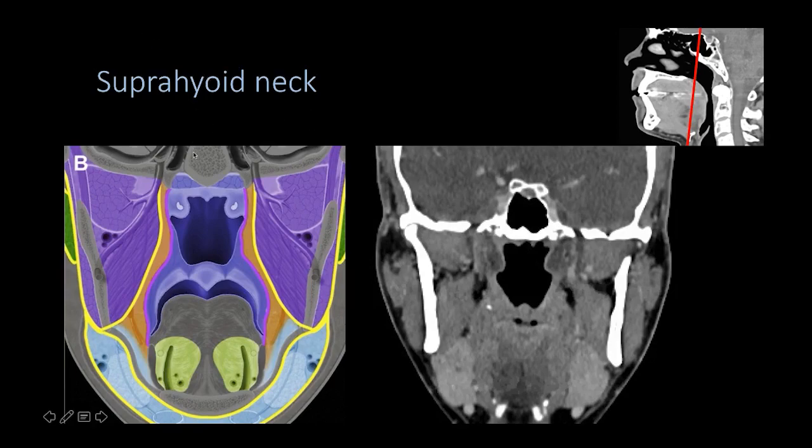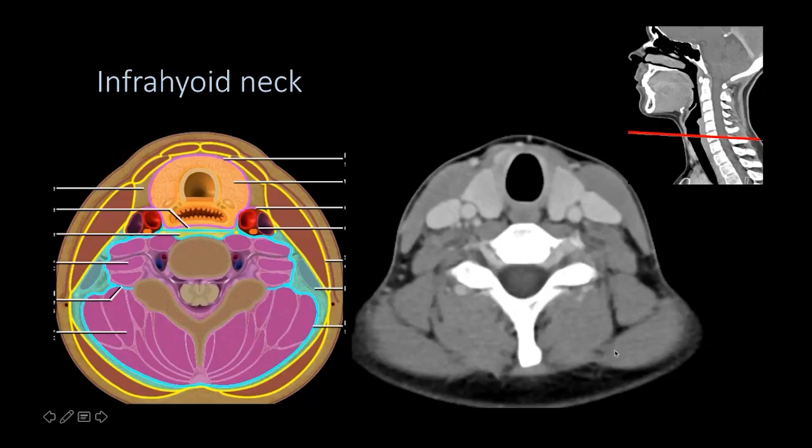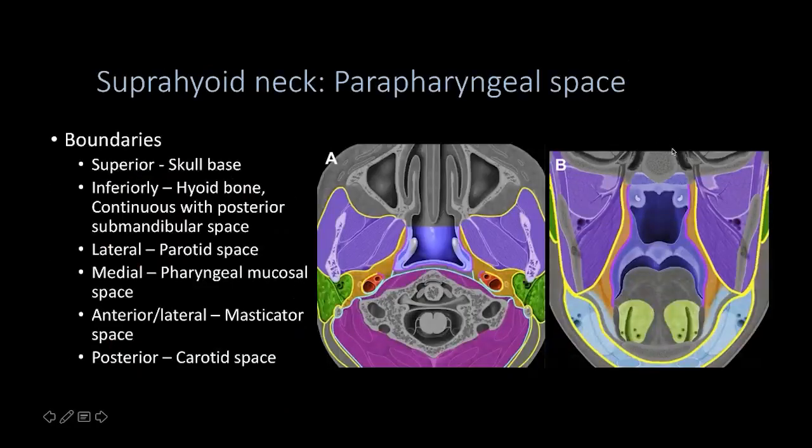So same thing with the suprahyoid neck. This is the corresponding coronal image. We have the intracranial compartment, the skull base, and then the mandibular ramus. And then in the infrahyoid neck, here's our corresponding image, and you can see here on our scout image, we're well below the level of the hyoid bone here.